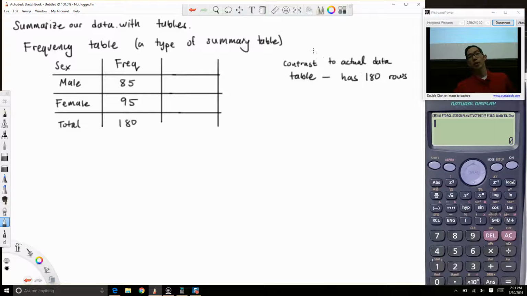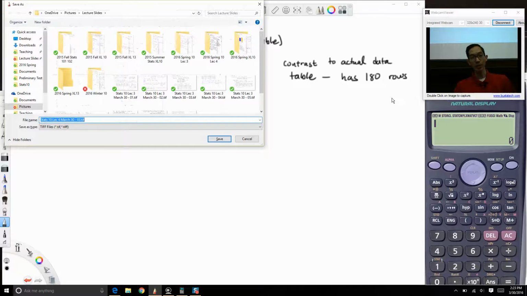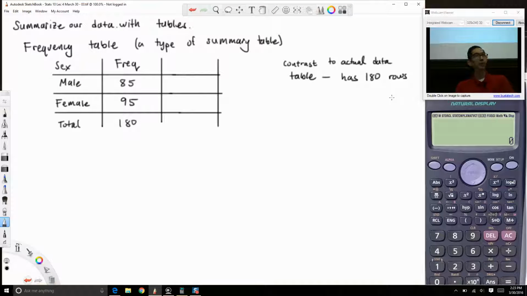And so maybe you don't want to look at the entire table with 180 rows, okay? If you were working in some company and they asked you to print out a summary of the data, they would be upset if you printed out an Excel sheet with 180 rows that takes up 6 pages. That would be rather annoying. So instead, you would boil it down to a frequency table, which just gives you the count of how many males and how many females they have.